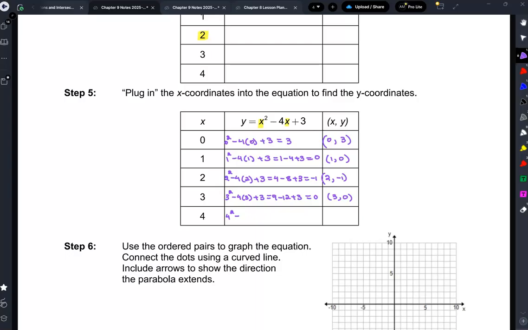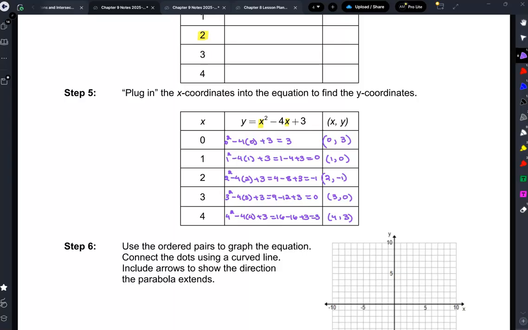4 squared minus 4 times 4 plus 3. 16 minus 16 plus 3. How much is that? 3. So 4 comma 3. Okay, now we filled in our table.